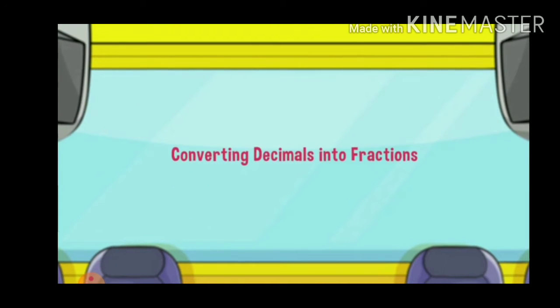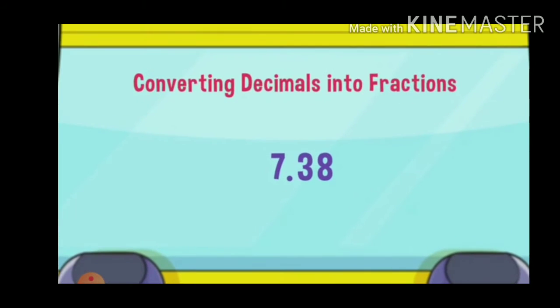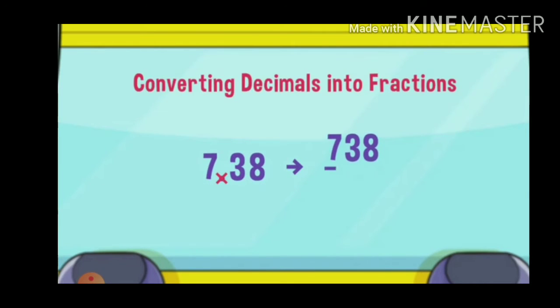Let us consider the decimal number 7.38. To convert 7.38 to its fraction form, we follow the steps given below. Step 1. Rewrite the decimal number without the decimal point. After removing the decimal point, we get the number 738. This will be the numerator of the required fraction.